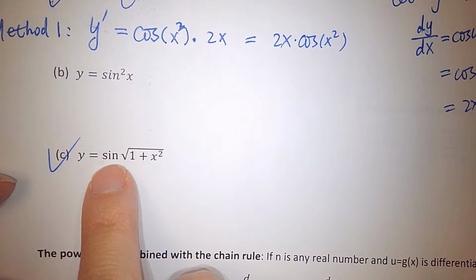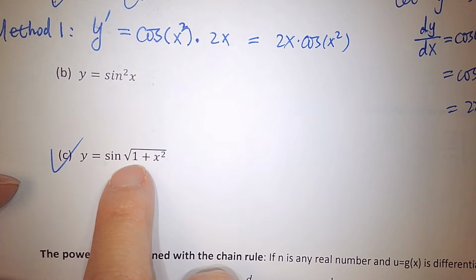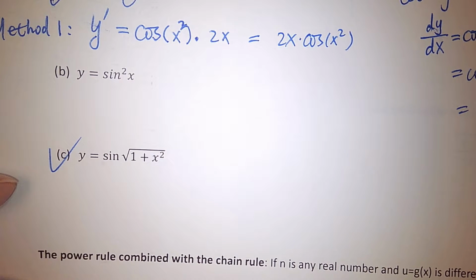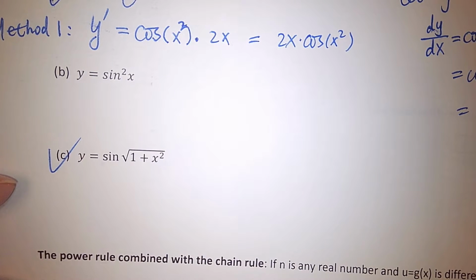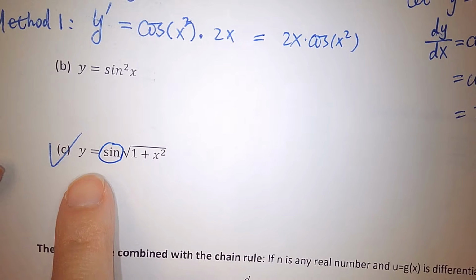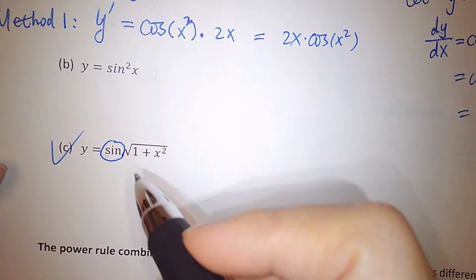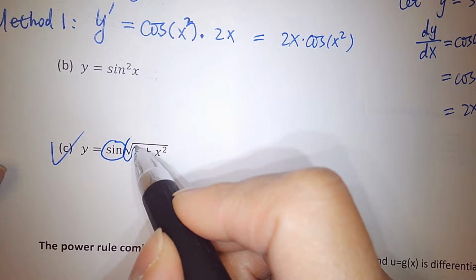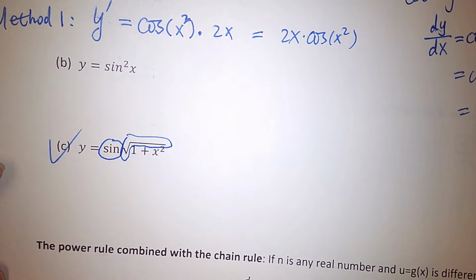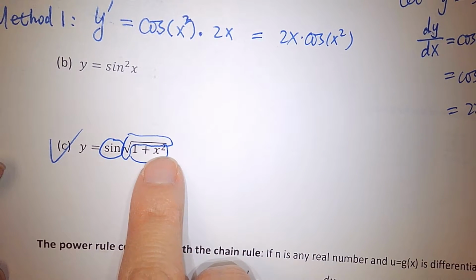Y equals sine of square root of 1 plus x squared. There are 3 layers. What are the 3 layers? The sine function is the outer one, right? This is the farthest away from x, right? Then what is the second layer? Can you tell? Square root, right? What is the innermost one? 1 plus x squared. Can we consider it 3 layers?